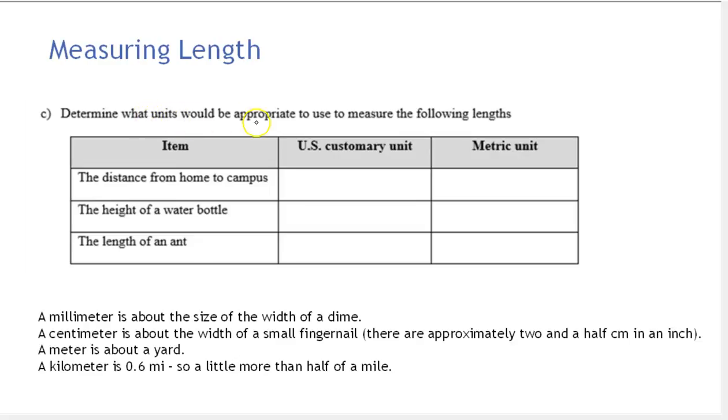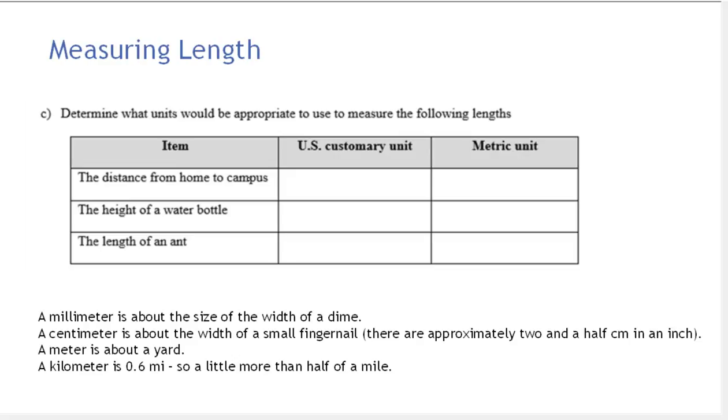Determine what units would be appropriate to use to measure the following lengths. Okay, we want to look at U.S. customary units and different types of metric units. So the distance from home to campus. Well, it depends on how far you live from campus. You probably don't live millimeters away or inches away. Chances are you live miles away.